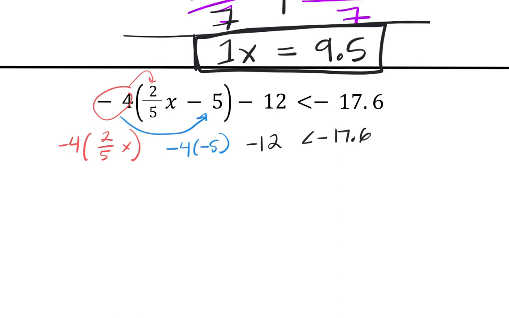I like to rewrite it to make sure I didn't forget anything or leave anything out. And so I'm just making sure that it's still there. So then we can actually do the multiplication. Negative 4 times 2 is negative 8. 1 times 5 is 5. So this is negative 8/5 x. Negative 4 times negative 5 is positive 20. Minus 12 is less than negative 17.6.